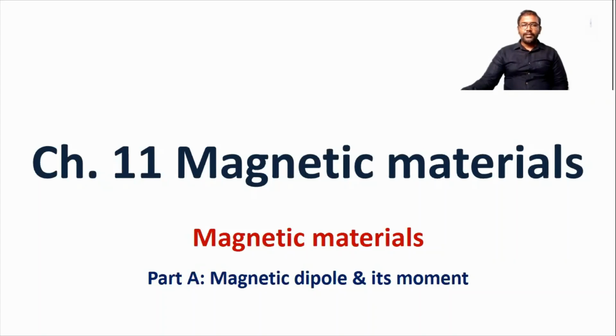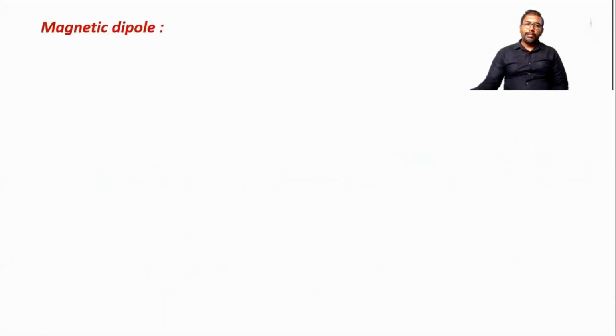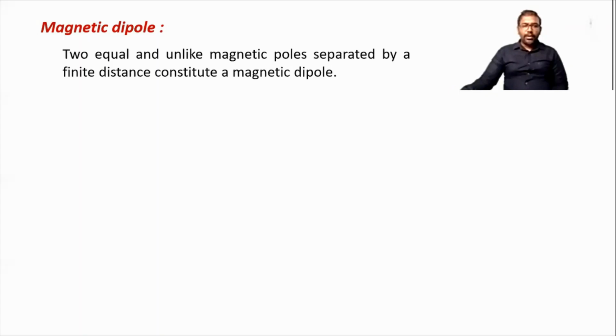Now let me start with topic number 1, magnetic dipole. So we already know that dipole: di means two, pole means pole. So here you have a magnet having two poles, S pole, N pole. So it is a dipole. Two equal and unlike magnetic poles separated by finite distance constitute a magnetic dipole.